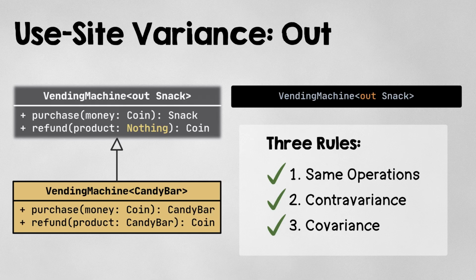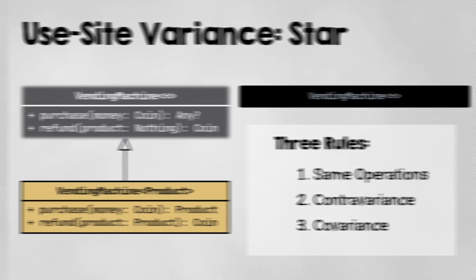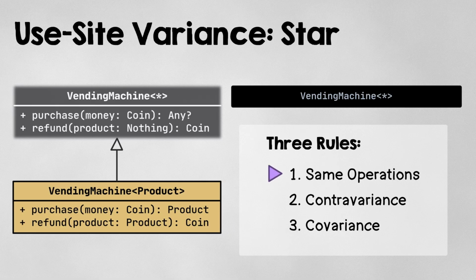And finally, let's see how star projections satisfy these 3 rules. Rule number 1, same operations. And same as always, since the base generic type is the same between these two, we have the same non-private functions, so rule number 1 is satisfied. Rule number 2, contravariance. In the purchase function, the parameter type will always be coin, so that's fine. What about the refund function? This type has got to be the same as or more general than the type here. As with the out projection, Kotlin simply uses the nothing type, so that any type here will always be the same as or more general than nothing.